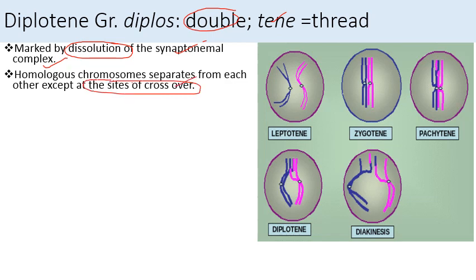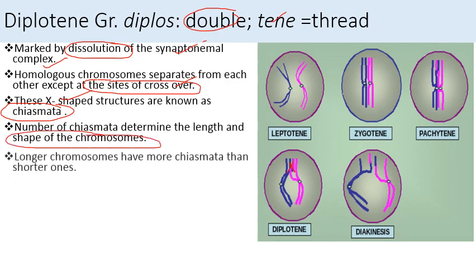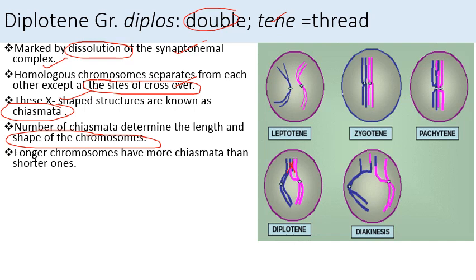The homologous pair separates from each other except at the site of crossover, and that point is known as chiasmata. This X-shaped structure is known as chiasmata. The number of chiasmata determines the length and shape of the chromosome. Longer chromosomes have more chiasmata than the shorter ones.